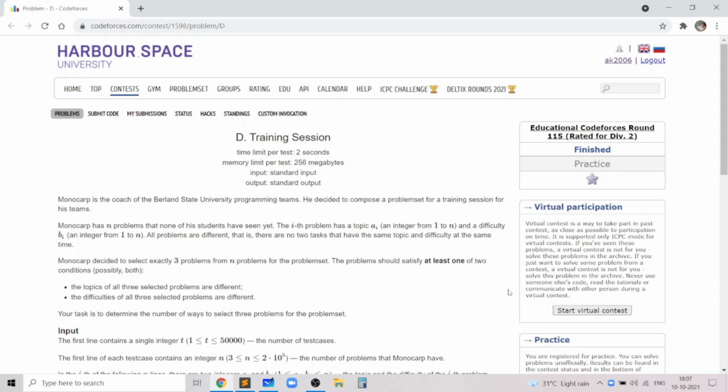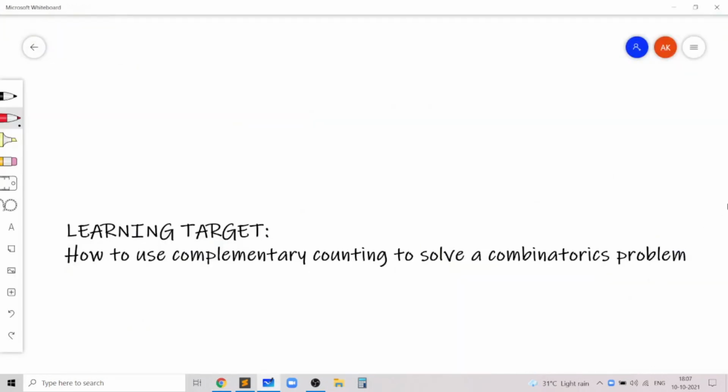Hello everyone, in this video I will go over my solution to the problem named training session taken from today's Codeforces round. This problem is an excellent problem which teaches us how we can use complementary counting and the map data structure to solve a combinatorics problem.